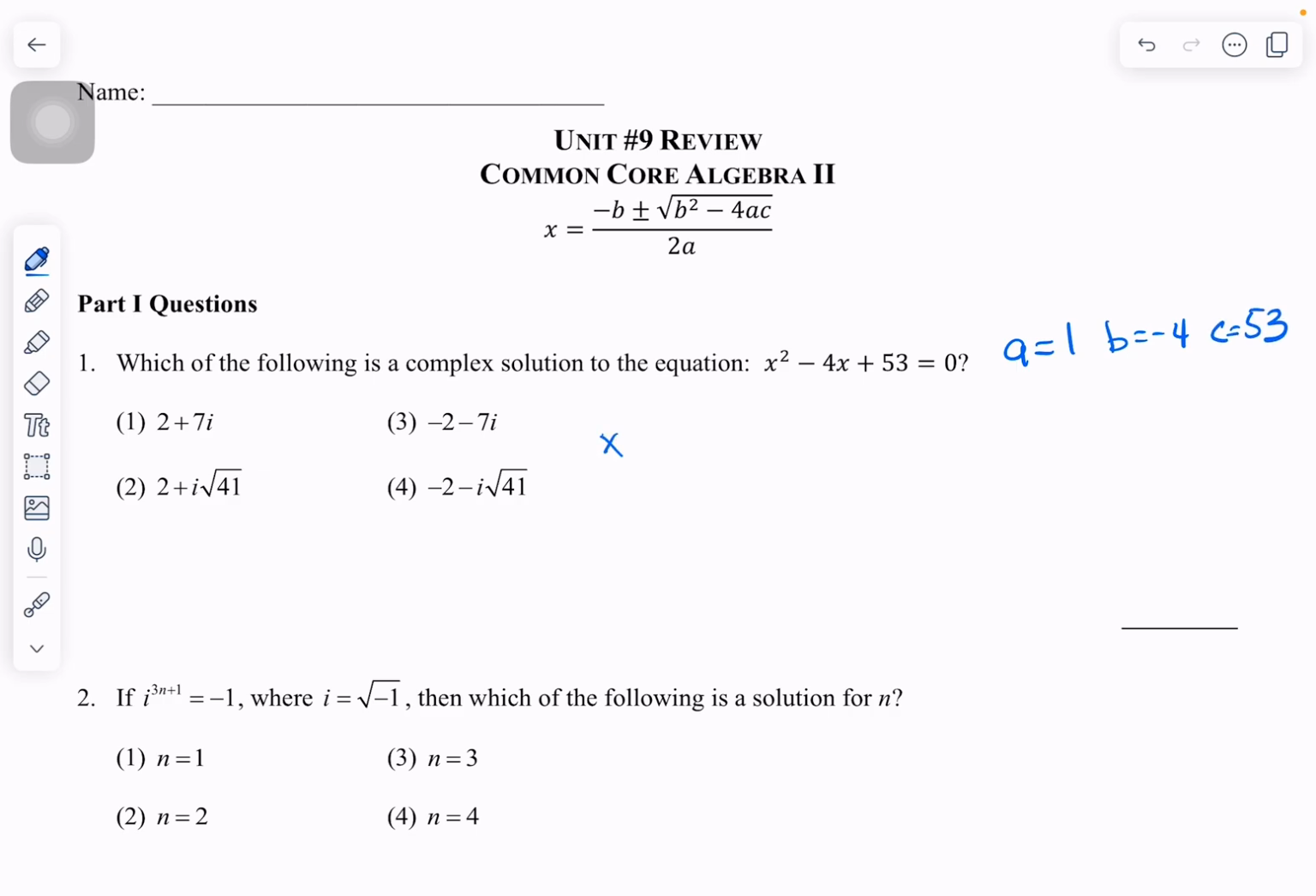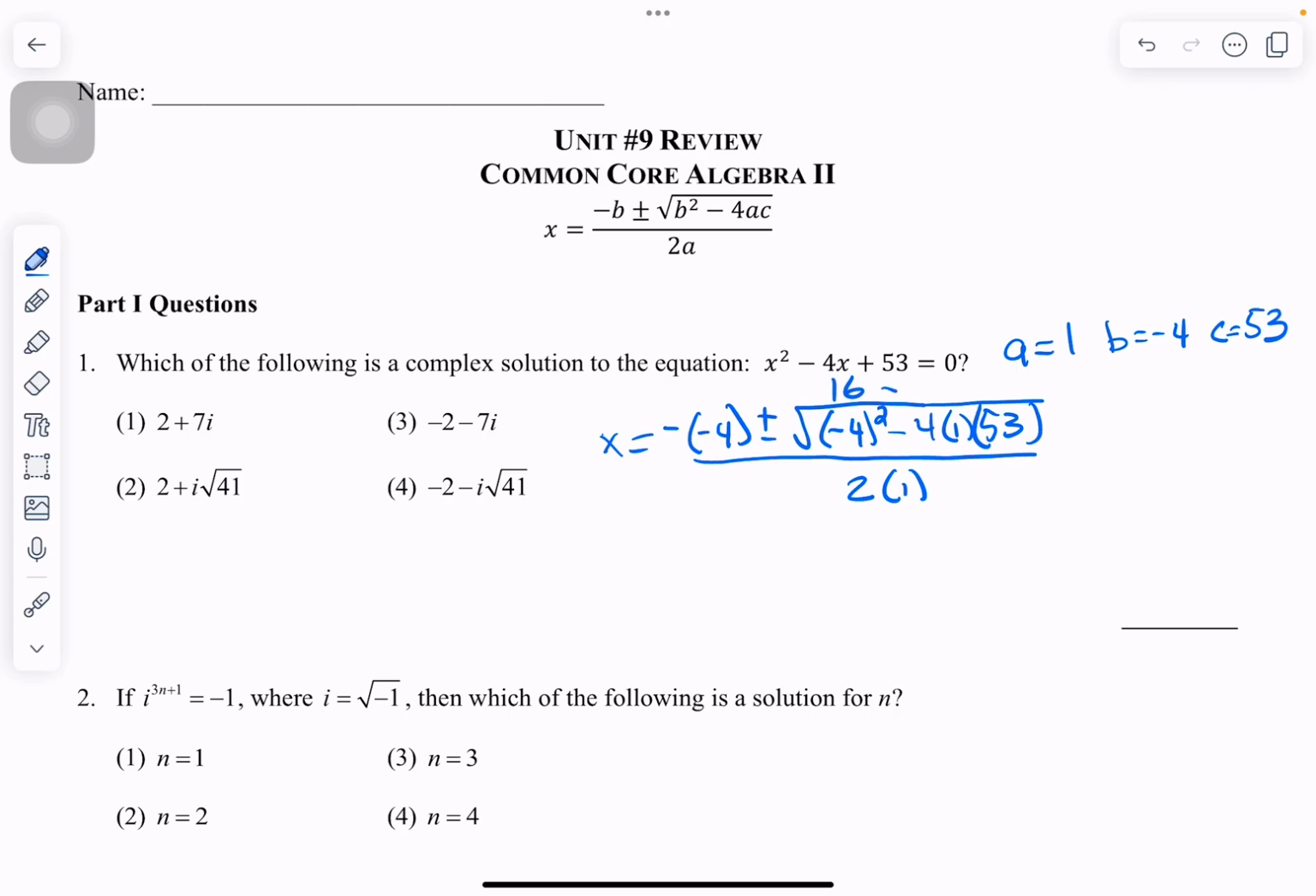We plug it into the quadratic formula, and we get x is equal to negative b, negative 4, plus or minus the square root of b squared, which is negative 4 squared, minus 4 times 1 times 53, all over 2 times 1. So this becomes 16 minus 212. And when we subtract those, we get x is equal to 4 plus or minus the square root of negative 196, divided by 2.